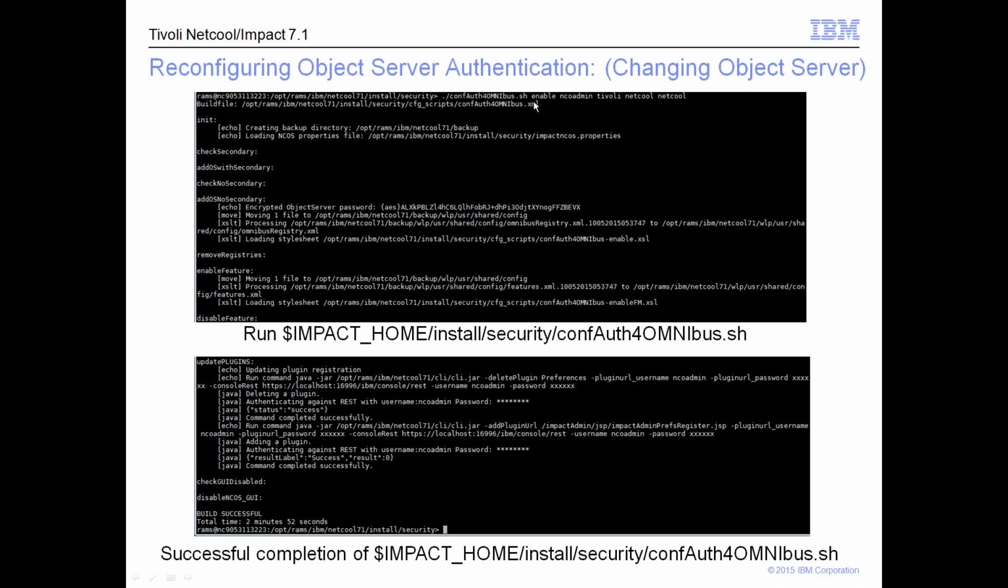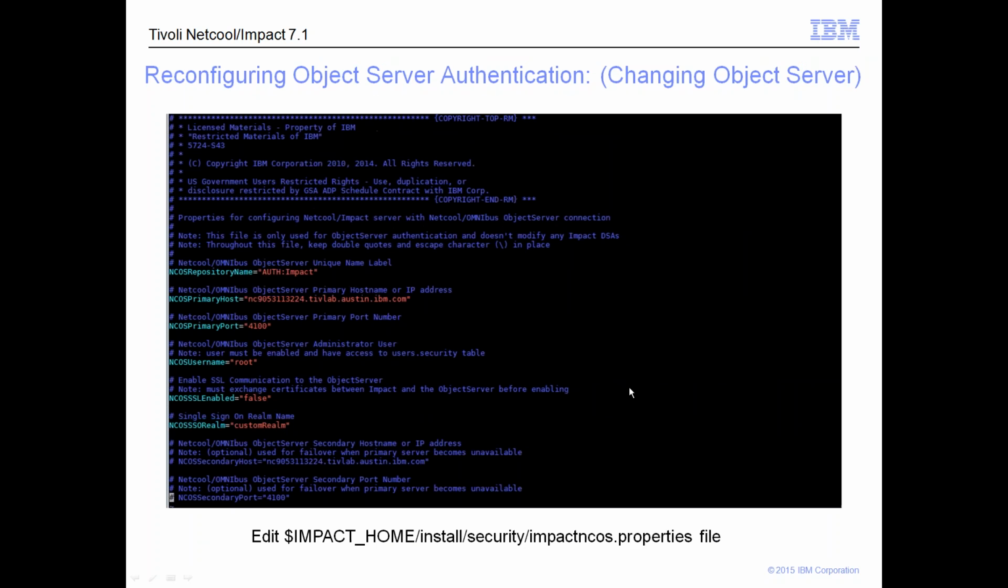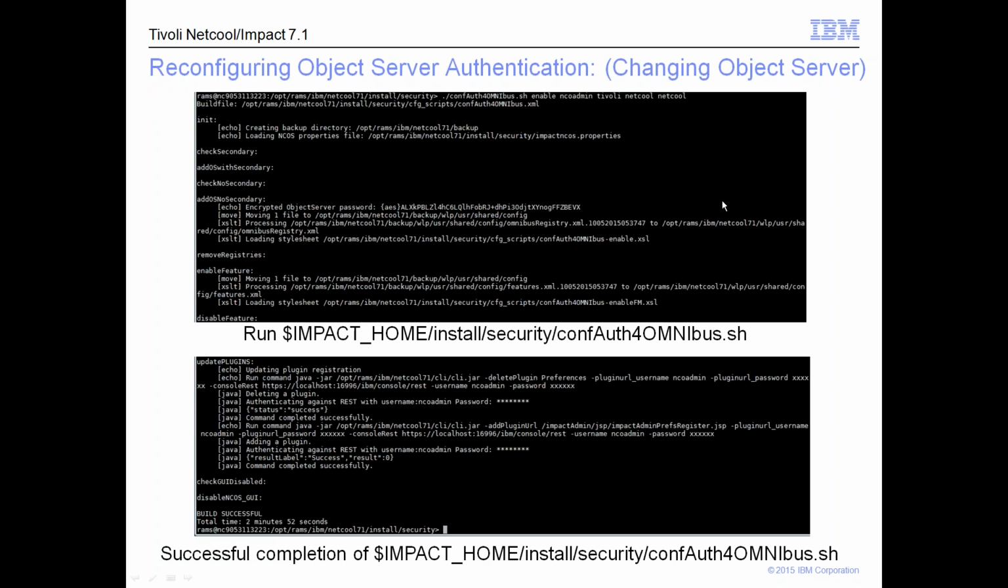Now, one thing I want to point out here too is I've also changed the impact user to a different user on my object server, and I'm going to make that my new impact administrative user. It's called NCO admin. That's the NCO admin's password. Here's the root password that we've defined in this file again, which is netcol.